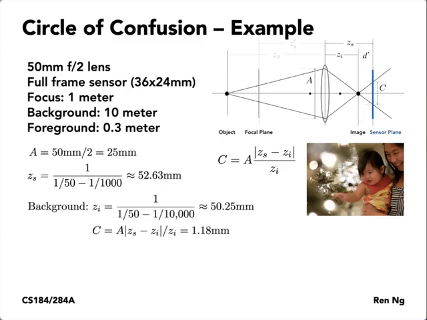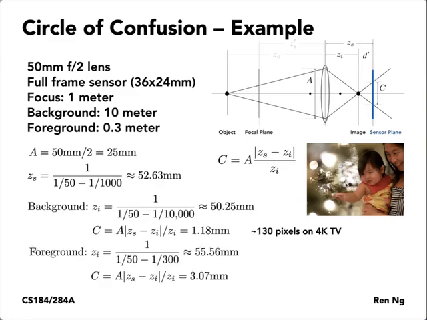This is a cartoon over here. C is drawn really large compared to the sensor plane. Remember, what's the size of this sensor? 36 by 24 millimeters. So 1.18 millimeters is not as big as this cartoon. It's the size of that circle in the background. You can relate it to like if you had a 4K sensor and you put it up on a 4K TV, that'd be like 130 pixels across that circle of confusion. You can calculate for the foreground. It's the same math, just with the numbers for the foreground instead. You end up with a 3.07 millimeter circle of confusion.